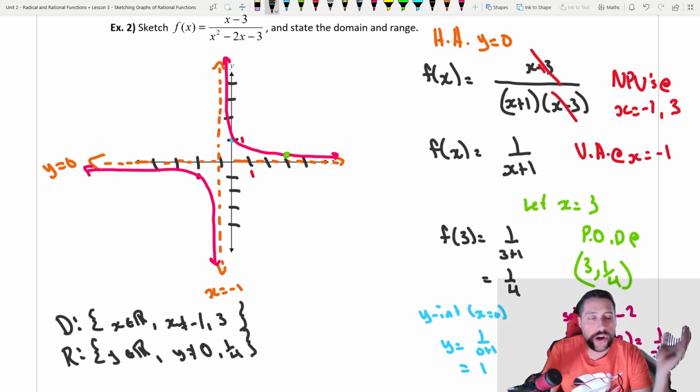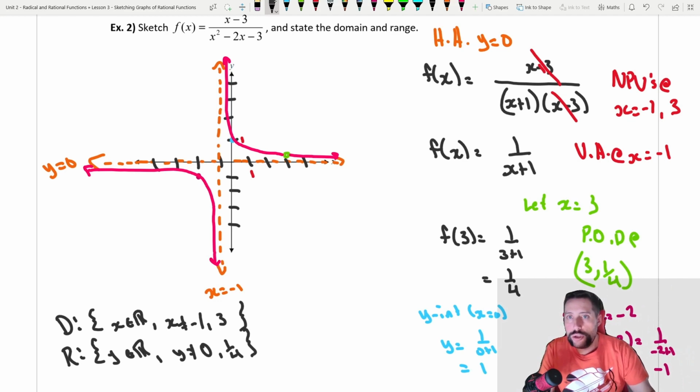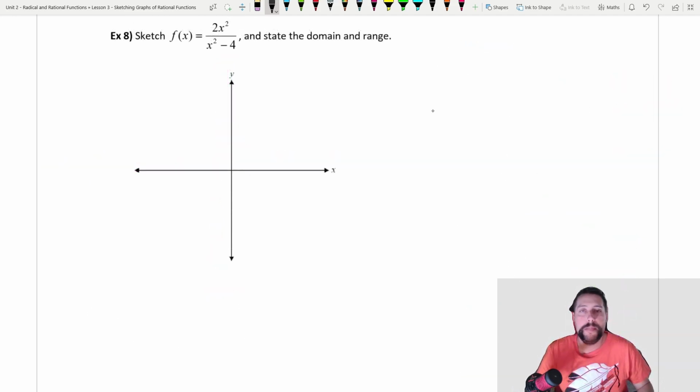Okay, so there you have it for this example. We did the domain and range, found the horizontal asymptote, NPVs, vertical asymptote, point of discontinuity, y-intercept, and another point on the other side. Lots of work needs to be put into this, but we have all the information necessary to graph. Moving on to example 8.